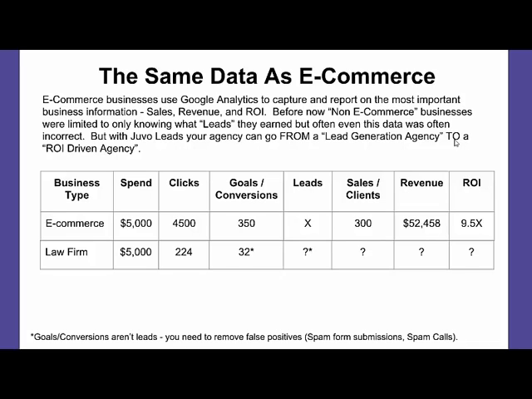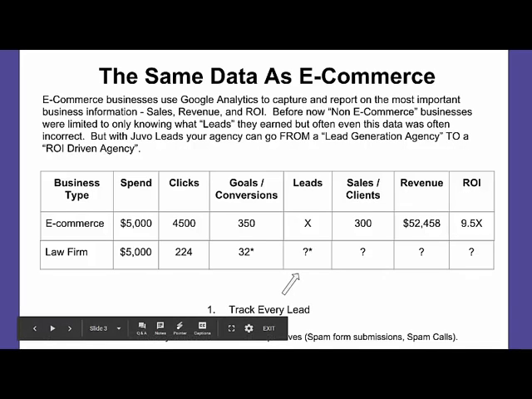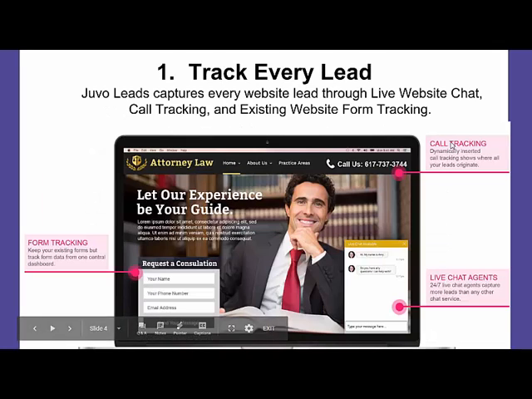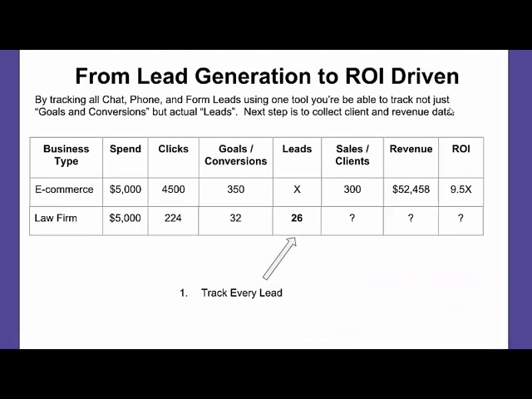And this is a huge problem, one that we solve. To solve this, we need to do two things. One, we need to track every lead. And here's how we do that. Juvo Leads combines dynamic website call tracking with native form tracking and optional live website chat to capture and track every lead that comes into a website. While every Juvo Leads license includes call tracking and form tracking, not every website chooses to use our live website chat.